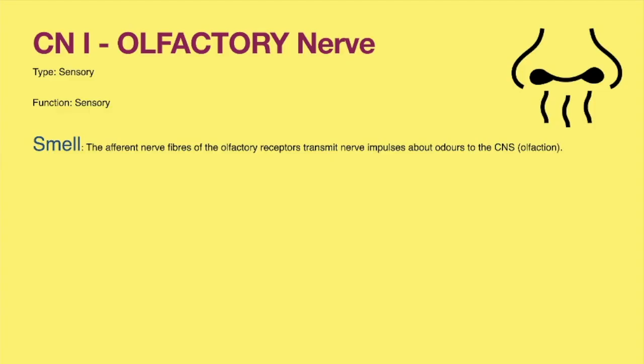Cranial nerve 1, the olfactory nerve. We know this is a sensory nerve. It's all about the sense of smell, and the loss of sense of smell is known as anosmia or anosmia, depending on how you decide to pronounce that.